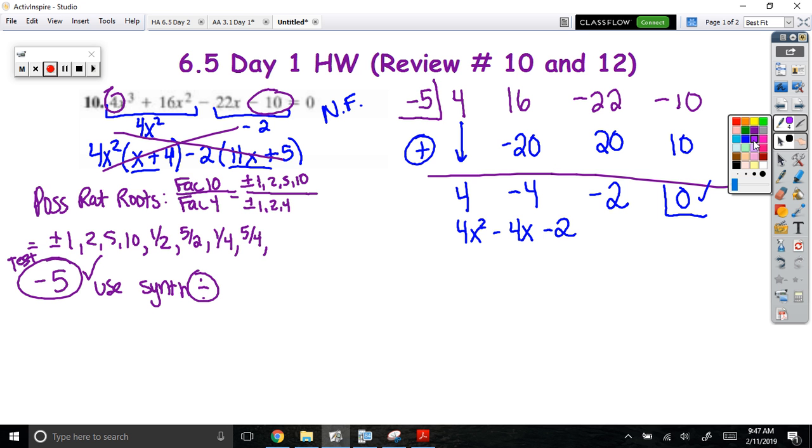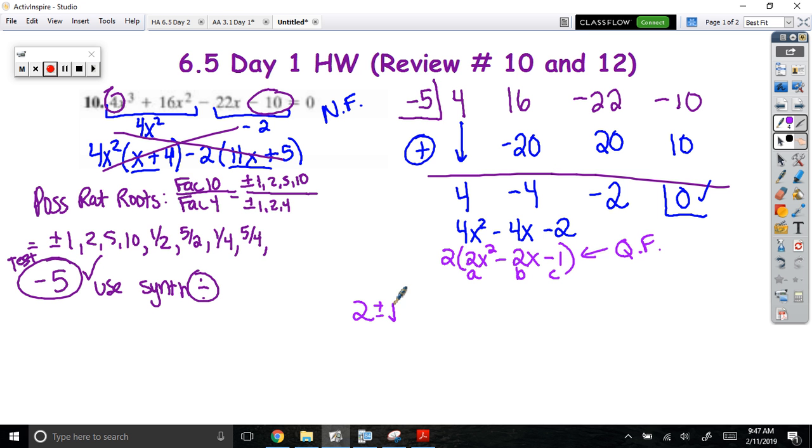The first thing I would probably do is take out a GCF. I can take out a 2. And then we need to use the quadratic formula. This is now my A, my B, and my C. So we will do the opposite of B, plus or minus the square root of B squared, minus 4 times A times C, all over 2A. So we'll get 4. We have negative 4 times 2 is negative 8, times a negative 1 will be plus 8.